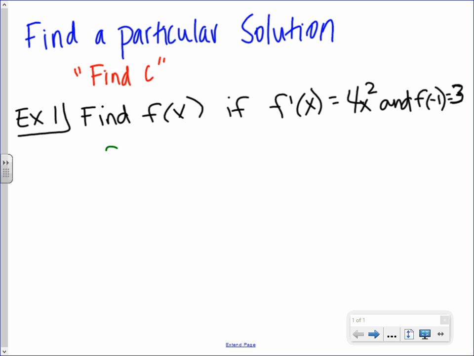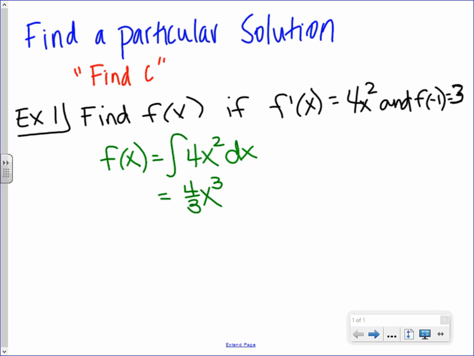Well, we know that our function is the antiderivative of the derivative. Would you agree? Okay, so Amy, what is the antiderivative of 4x squared? 4/3 x cubed plus C. So f of x is 4/3 x cubed plus C. So that generalizes all of the antiderivatives for 4x squared.